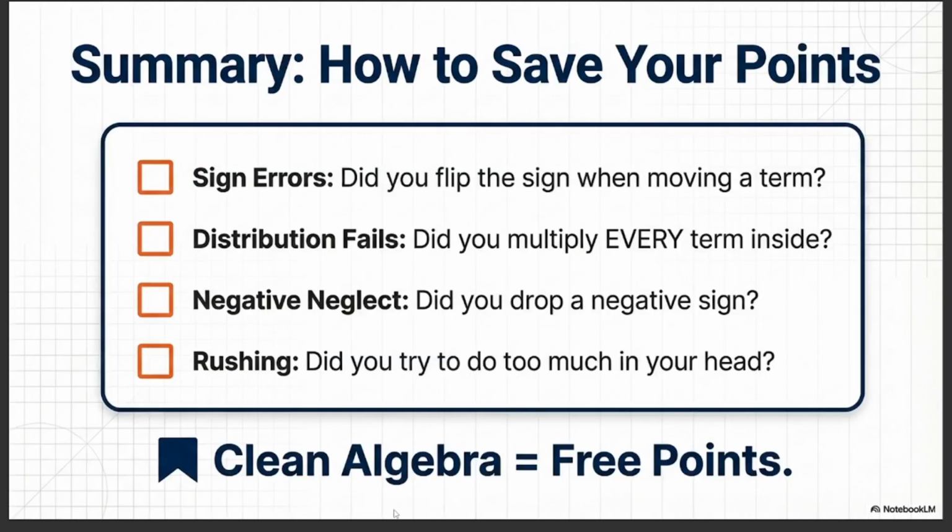Got it? Students usually lose points because of sign errors, skipping steps, distributing incorrectly, and rushing easy problems. The SAT often hides easy algebra inside long questions. If your algebra is clean, these become free points.